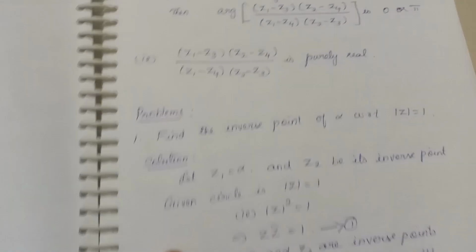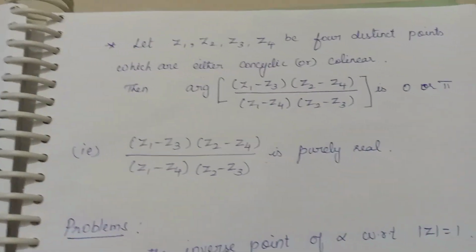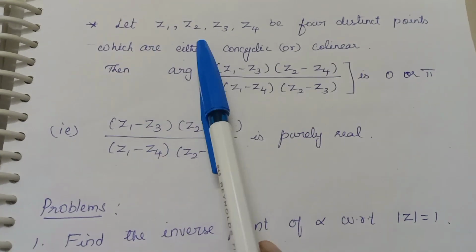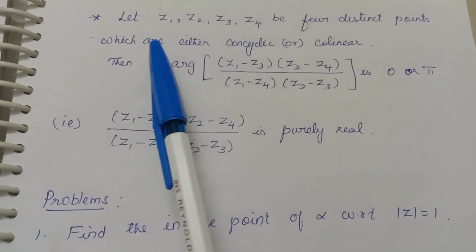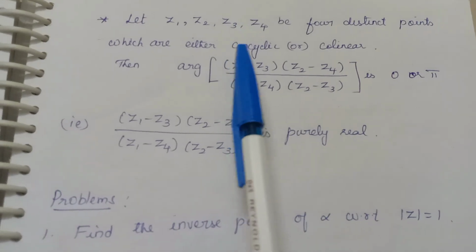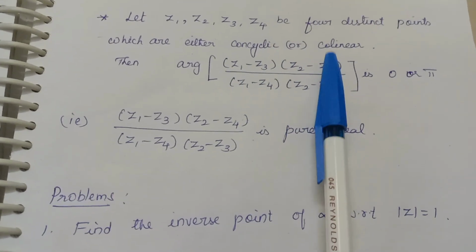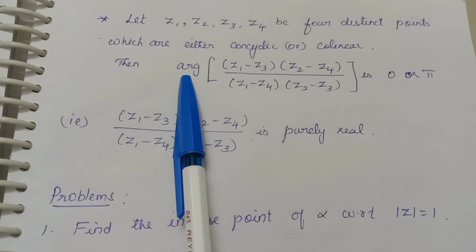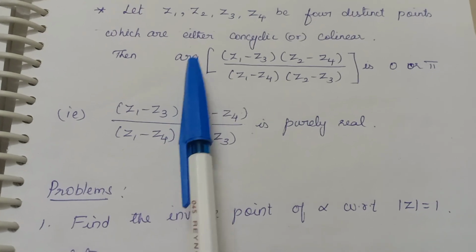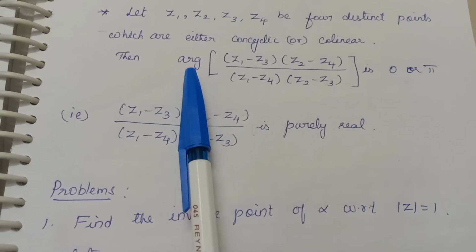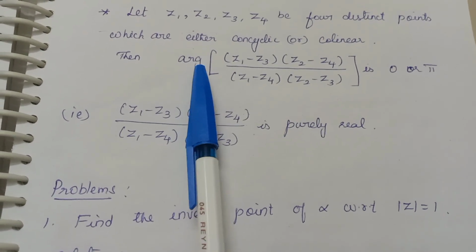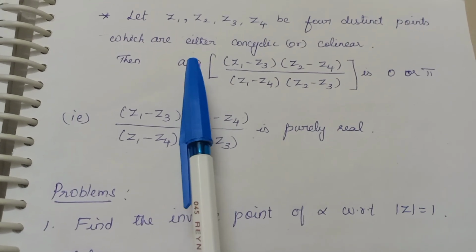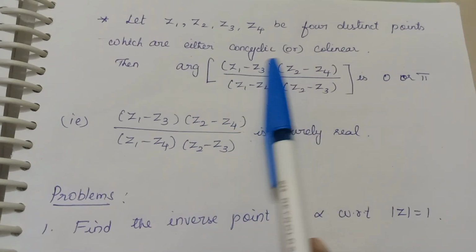One more concept we are going to see. If you are given 4 distinct points Z1, Z2, Z3 and Z4, the condition for checking whether they are concyclic or collinear is the argument, the amplitude. I have explained in the previous video. I have given the link in the description. If you want, you can go through that video. Okay, argument of this cross ratio.